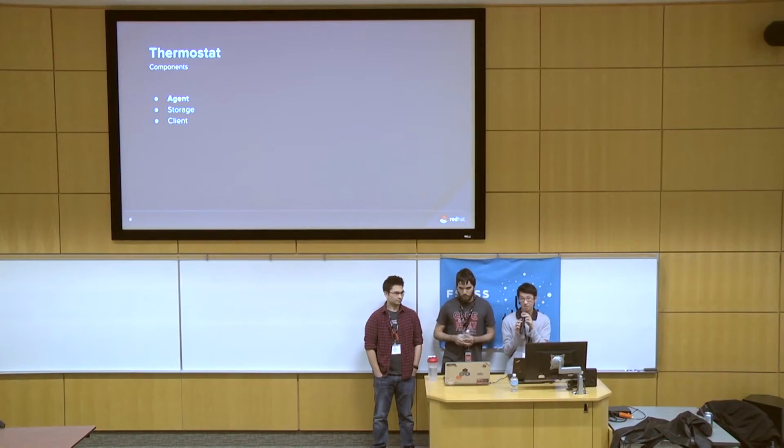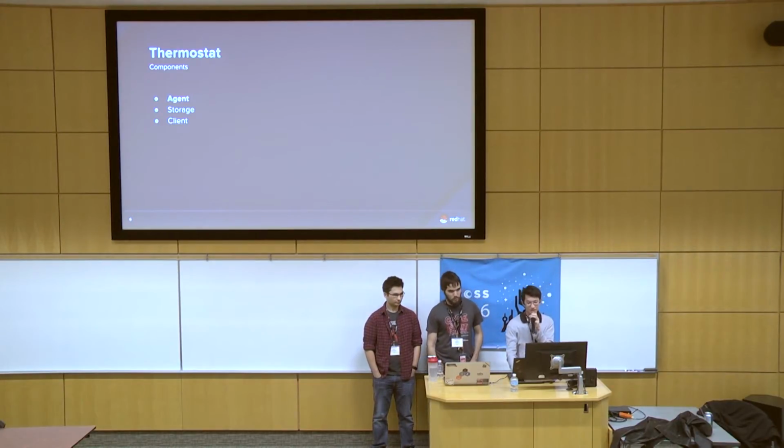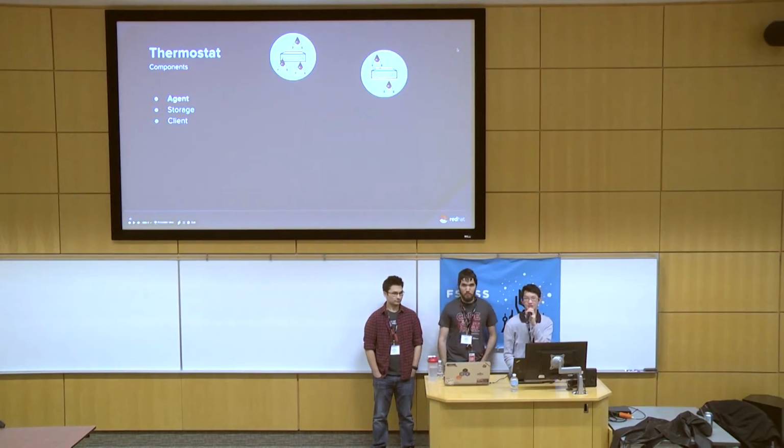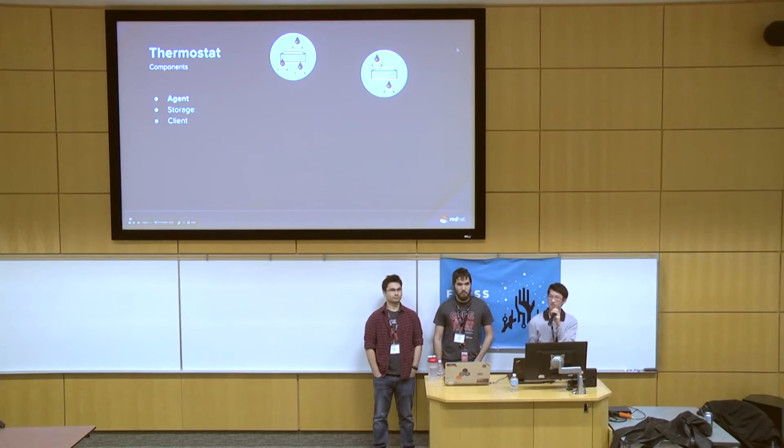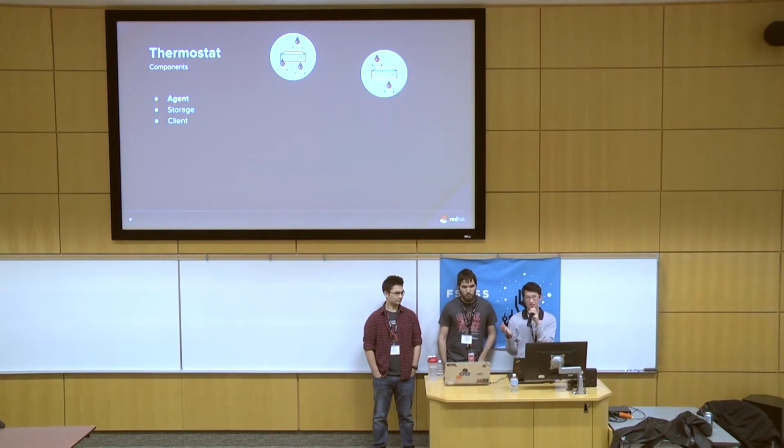Along with the Thermostat overview, we have the components of Thermostat, and basically how Thermostat works. Thermostat consists of three major components: the agent, storage, and client. Starting off with the agent, the Thermostat agent is basically the monitoring device. When you have an agent running on a machine, it's going to be the one that monitors all the Java applications and then sends that data to the storage.